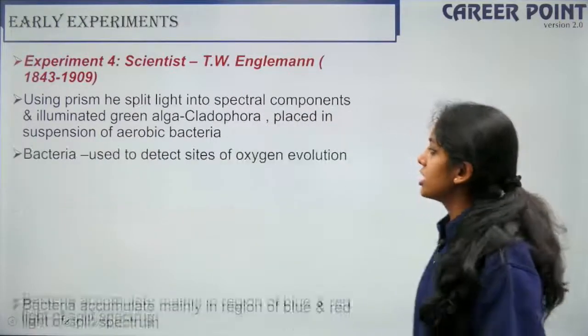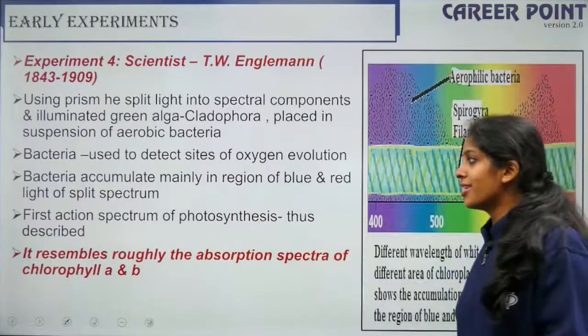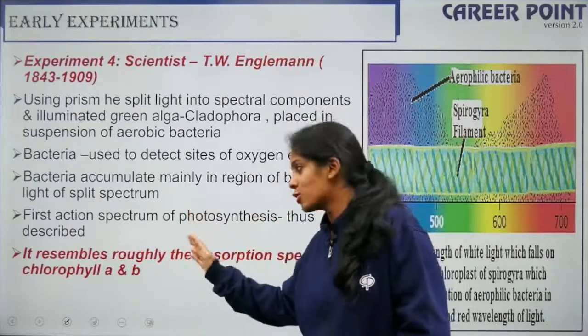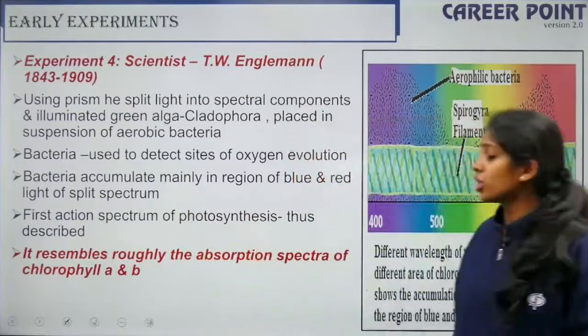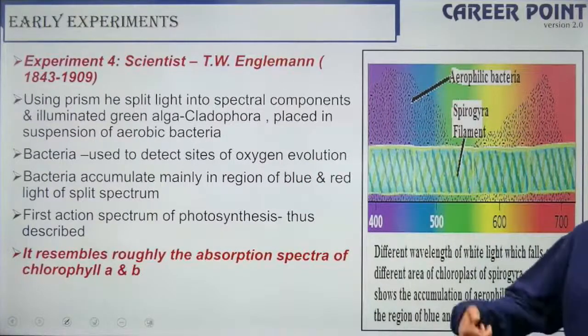So this is what T.W. Engelmann did, right? So the first action spectra of photosynthesis was thus described. So the action spectra of chlorophyll was very close to the absorption spectra of chlorophyll a and chlorophyll b. So that is where the wavelength that they can observe light, right?